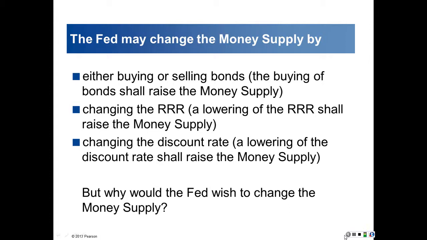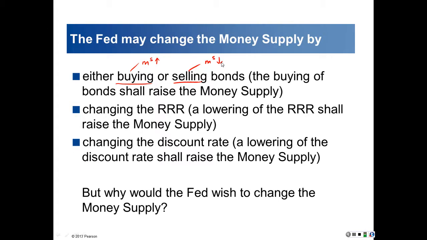So this is what we've learned so far. The Fed can change the money supply in three principal ways, right? It can either buy bonds or sell them. Now, if the Fed is buying bonds, what is that going to do to the money supply? Raise it or lower it? If the Fed buys bonds, what's going to happen to the money supply? It's going to rise. If the Fed's selling bonds, the money supply is going to fall.